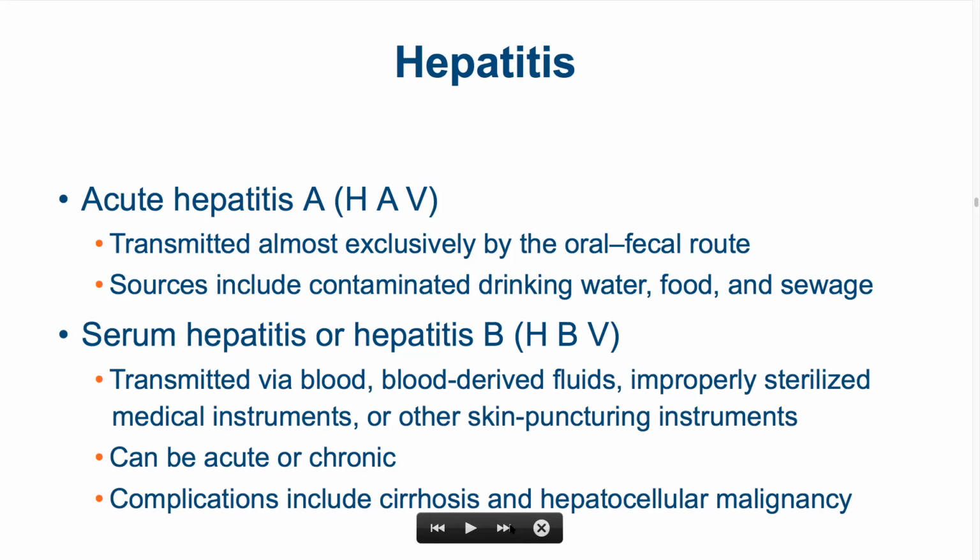Serum hepatitis, or hepatitis B, is transmitted via blood-derived fluids, improperly sterilized medical equipment, or other skin-puncturing equipment or instruments. It can be acute or chronic. Complications include cirrhosis or hepatic cellular malignancy.